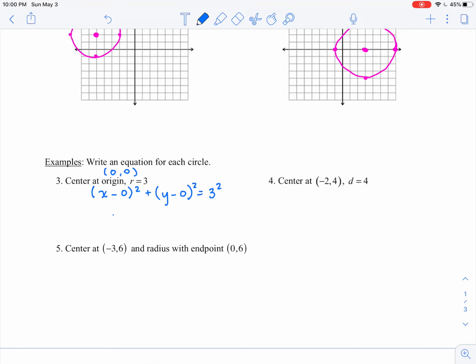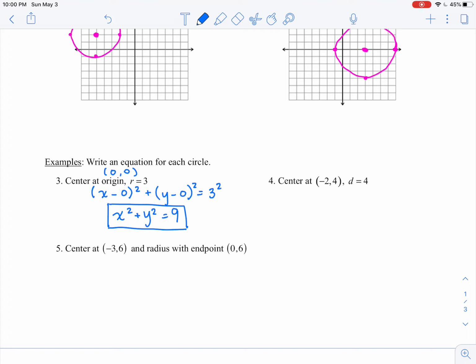We don't need to leave those minus zeros, so let's clean up the left side to say x squared plus y squared. And on the right side of the equation, 3 squared is 9. So here's the equation of a circle centered at the origin with a radius of 3.